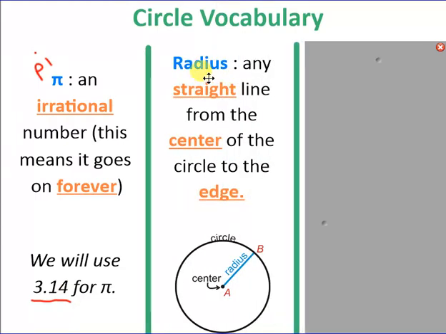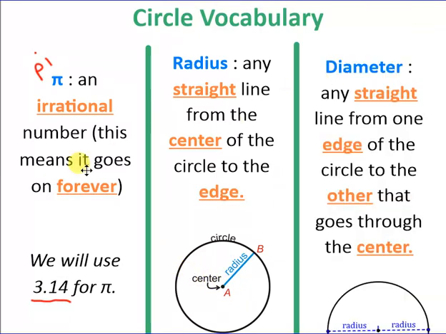The second vocabulary word that's very important for circles is radius. And I have a picture of it down here. So when you have a circle, the radius is any straight line from the center of the circle to the edge. So it's half of the width of the circle, from the center to the edge. And it can go out this way, this way, this way, it doesn't matter.